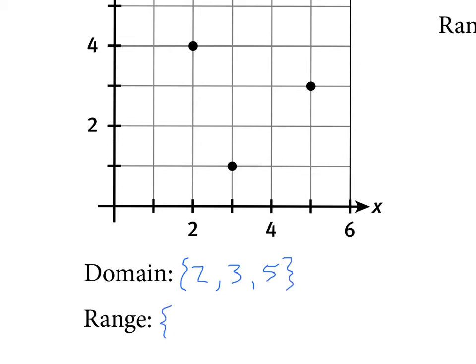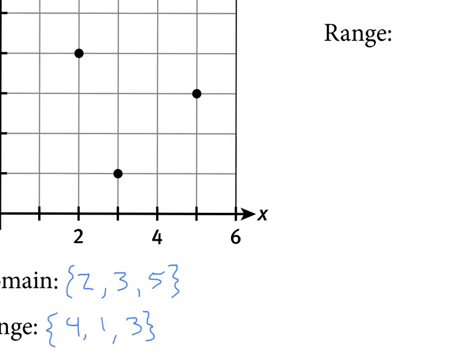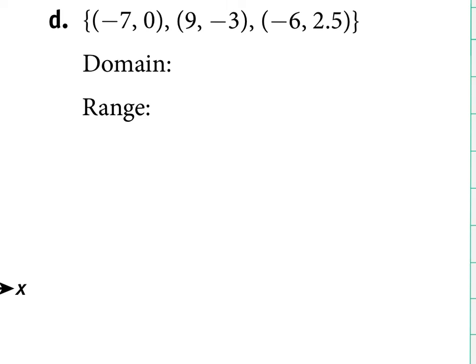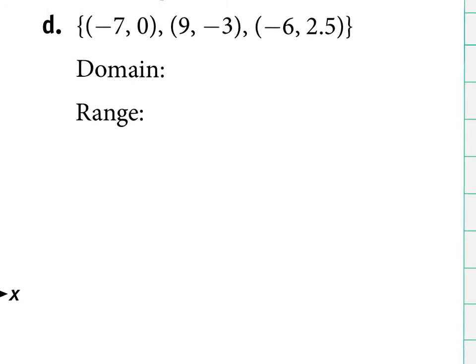And range, look at the first dot. Here's our first dot right here. The y value is this way. So the y value of the first dot is 4. And then the second one is 1. And the third one is 3. There you go. Go ahead and try D on your own. Okay, I'm going to write down the domain here and see if you're correct.